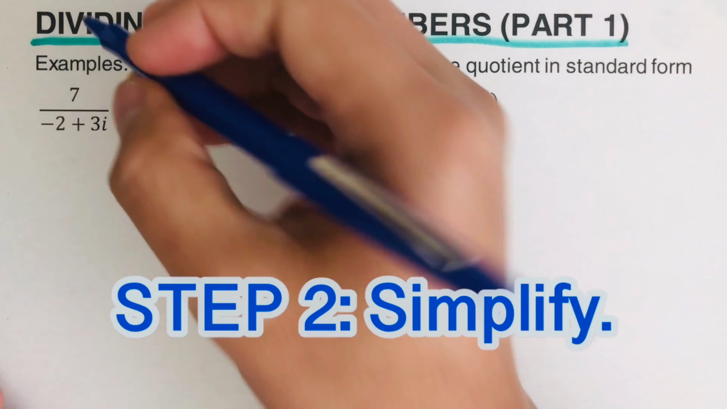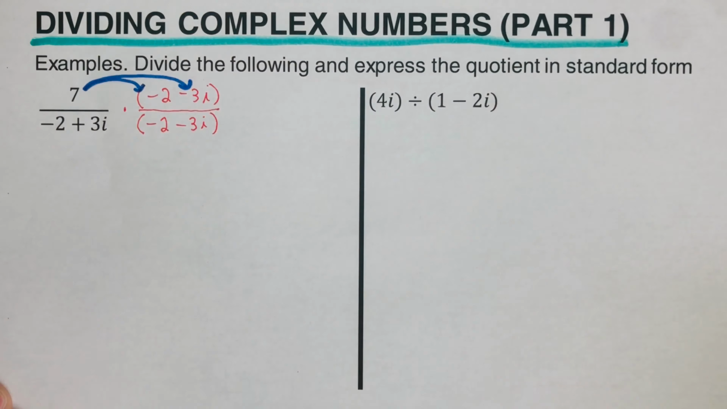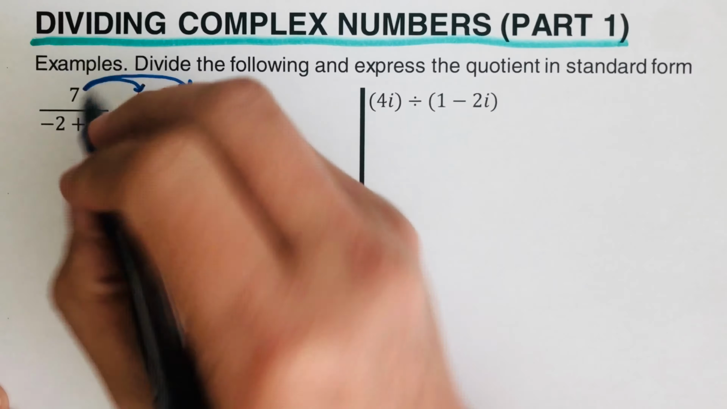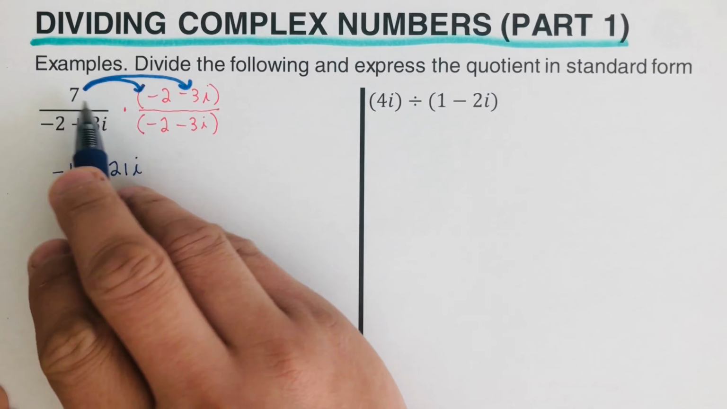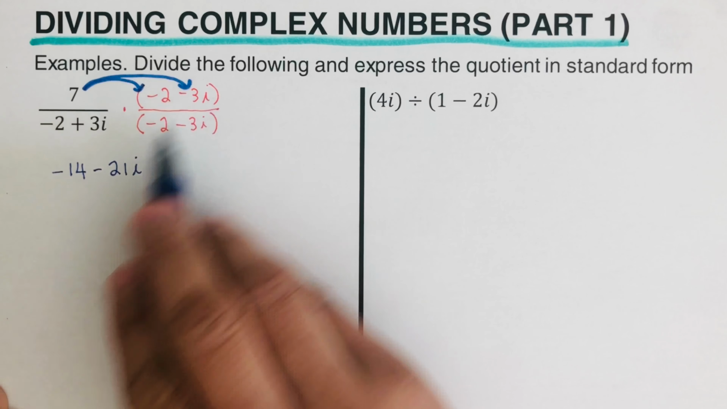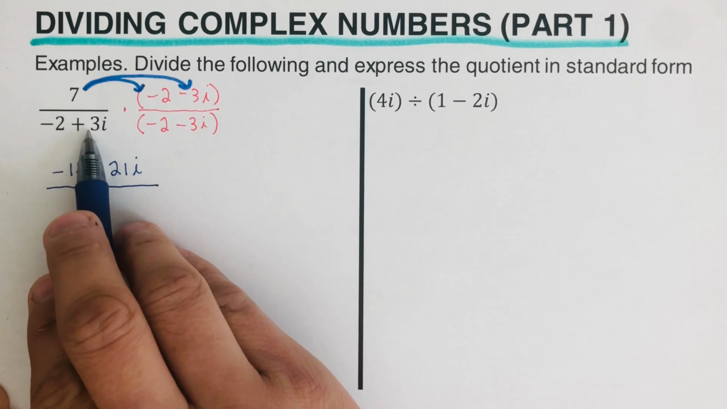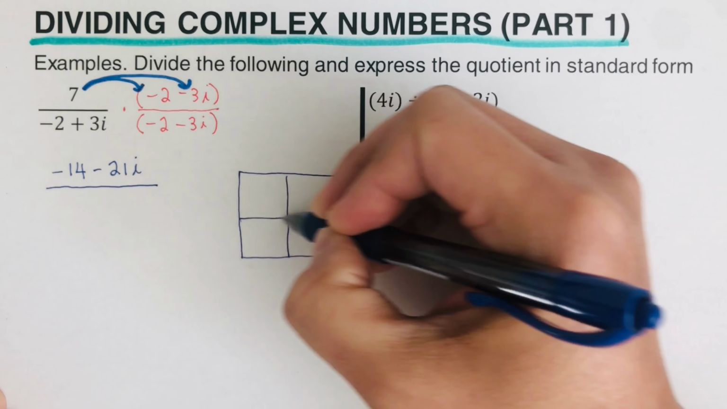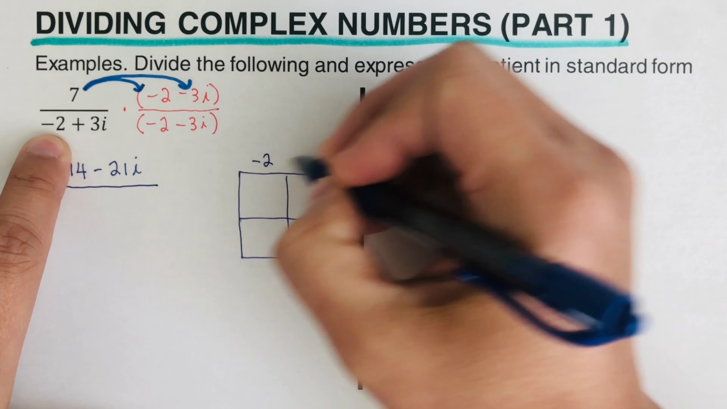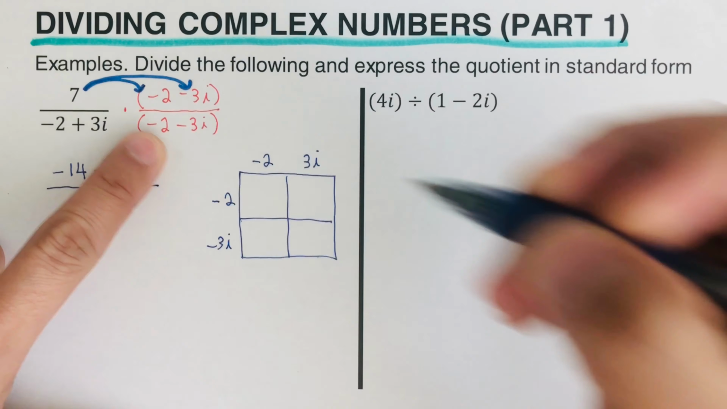We're supposed to simplify this. So then we go ahead and distribute the 7 to each of the terms inside the parentheses. So this would come out as -14 minus 21i, because 7 times -3i is -21i, and that is over the denominator. Here, we're supposed to use the area model so that we can multiply this. So I'm going to show the area model right here. So then we go ahead and write a 2 by 2 table. The one that we write would be -2 and then 3i. Then we have -2, -3i. So then we're going to multiply this.